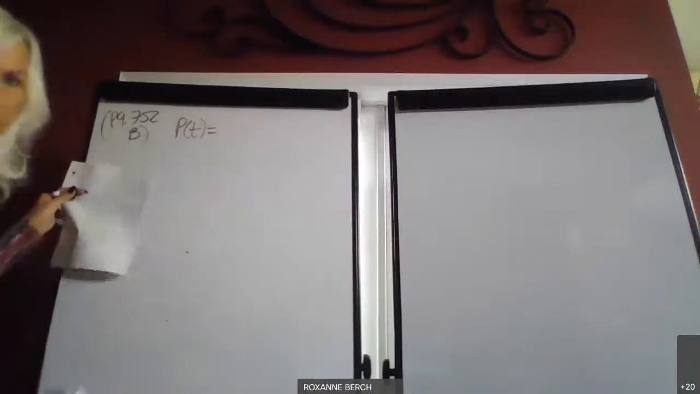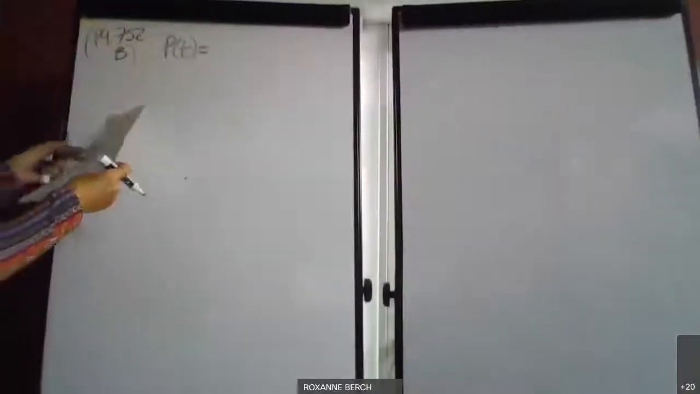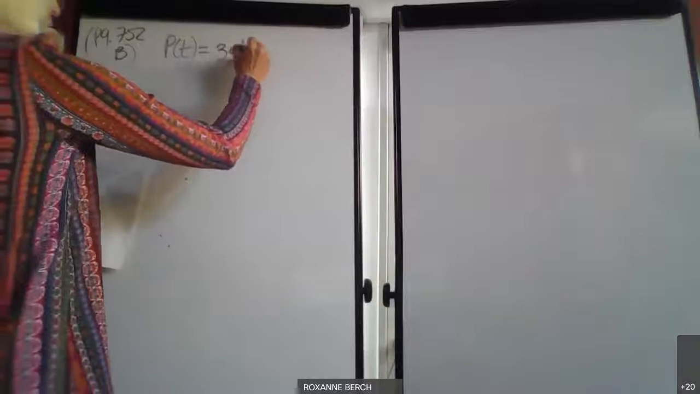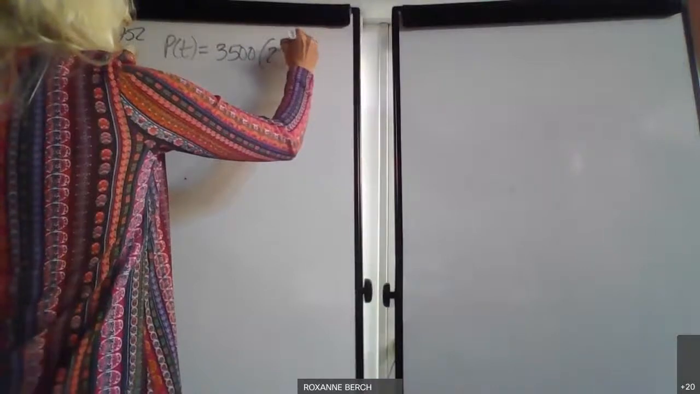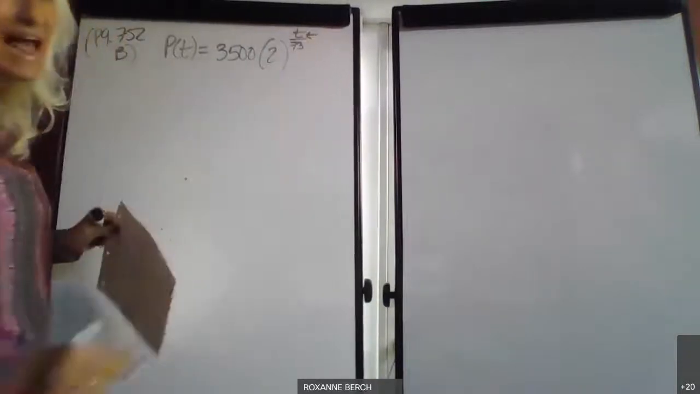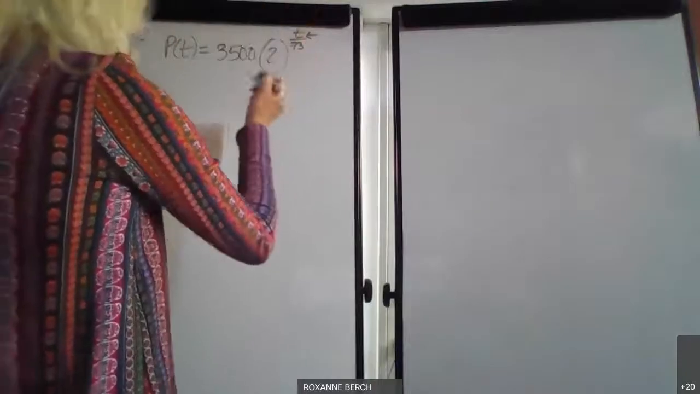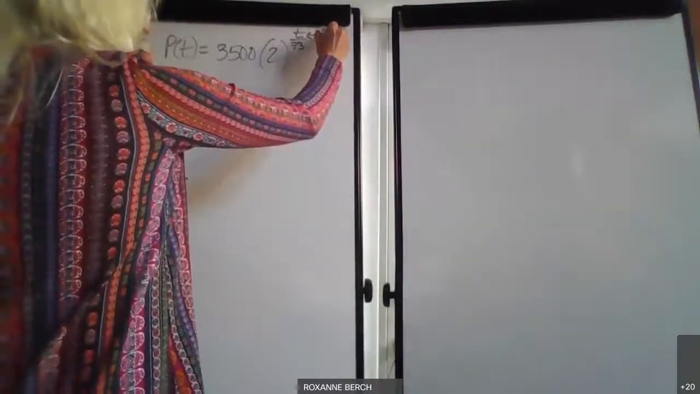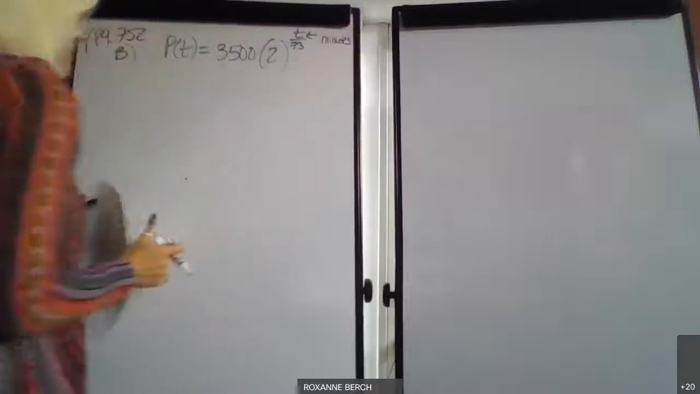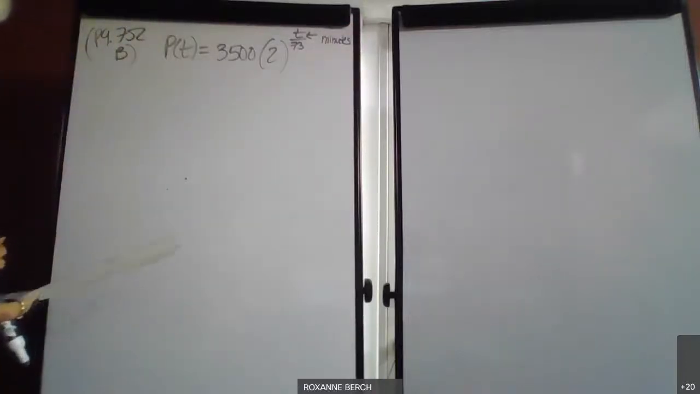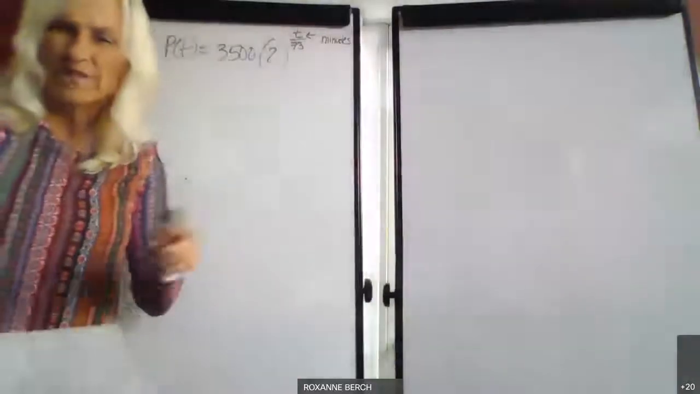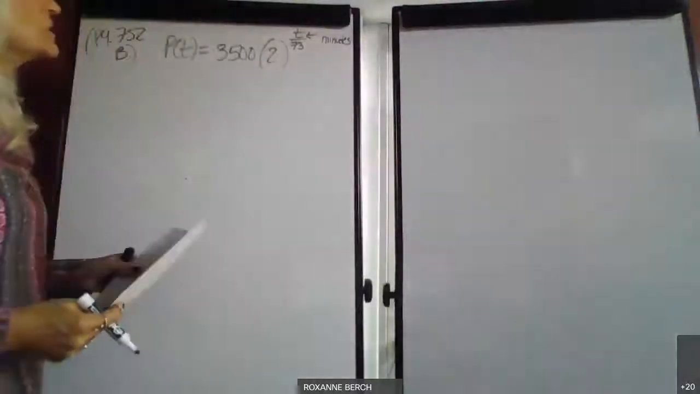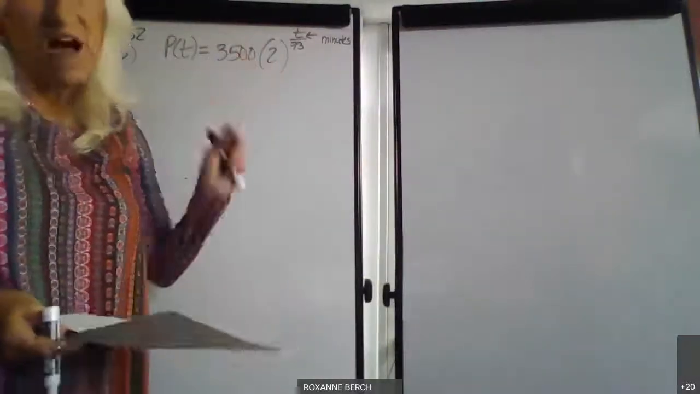They told us that P of T, can you see this okay? Yeah, we can see it good. P of T was equal to 3,500 times 2 to the T over 73. And by the way, usually T is in hours, but they explicitly said that T was in minutes. In the problem, they gave us P, but I recommended that you don't put it in for a while. So we are trying to find the time.